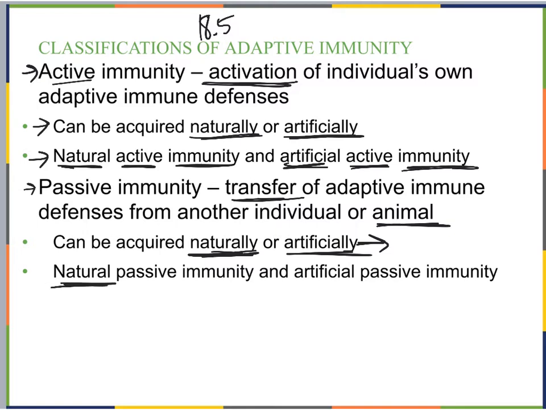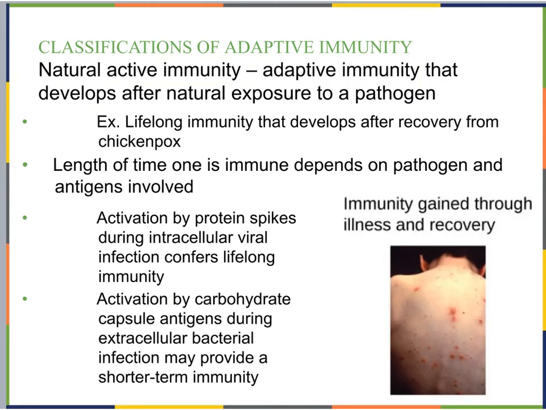So then we can also say we have natural passive immunity and artificial passive immunity, which is what we were just talking about. So we have these 4 different classifications of adaptive immunity: natural, artificial, active, passive. So now we're going to look at that in a little bit more detail.